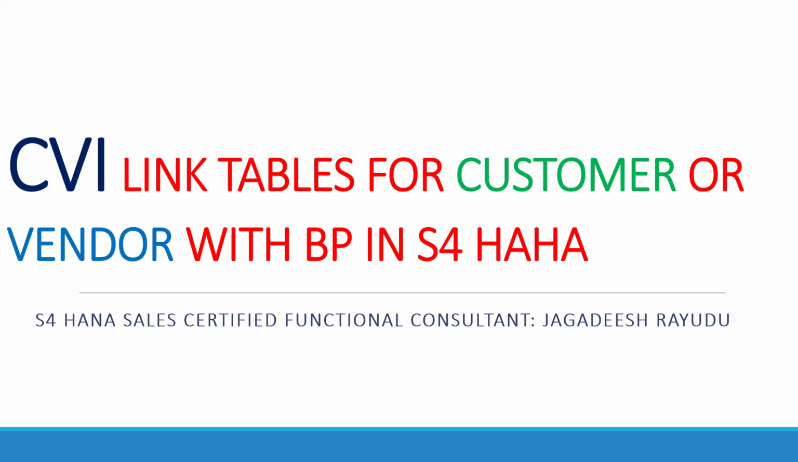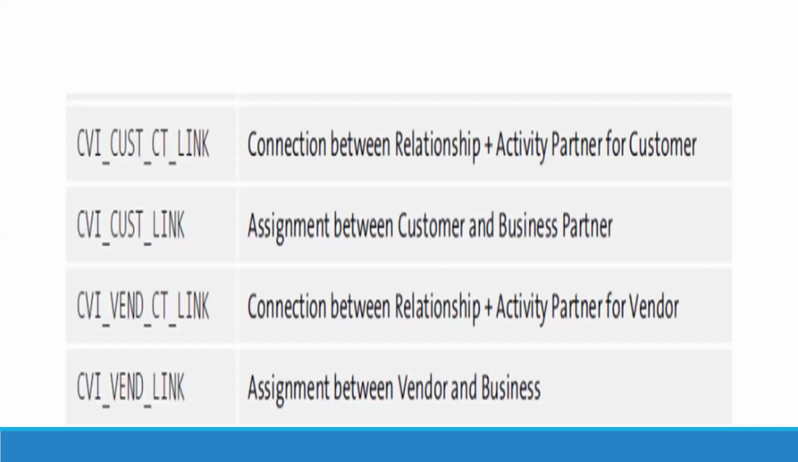Let's try to understand this. So what are all the tables behind it? CVI_CUST_CT_LINK, CVI_CUST_LINK, an assignment between customer and business partner. This is the connection, relationship, and activity partner for customer. There is something called activity partner. Let's check the second table and the fourth table now. All these are the link tables.